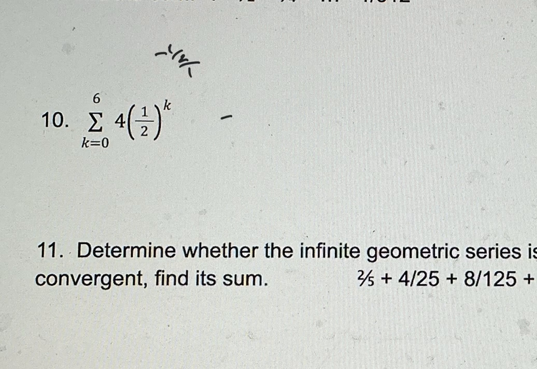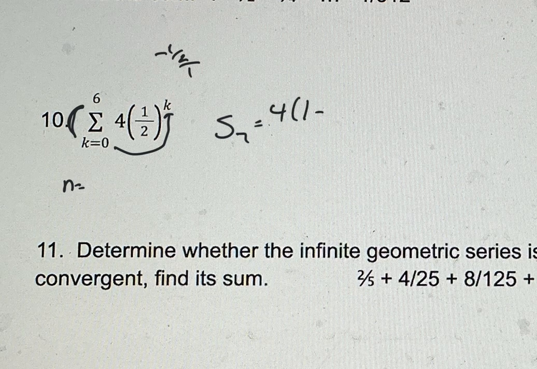Now, the good news with sigma is you know everything. I know n. n, how many numbers are there? Remember our little trick with sigma? You do the top minus the bottom plus 1. So 6 minus 0 is 6, plus 1 is 7. There's my n. My first term, the way you get your first term is you plug in the bottom number. If I plug in that bottom number, 1/2 to the 0 power is 1, times 4, which is 4.